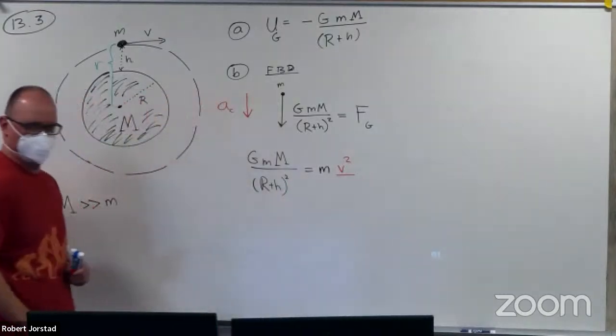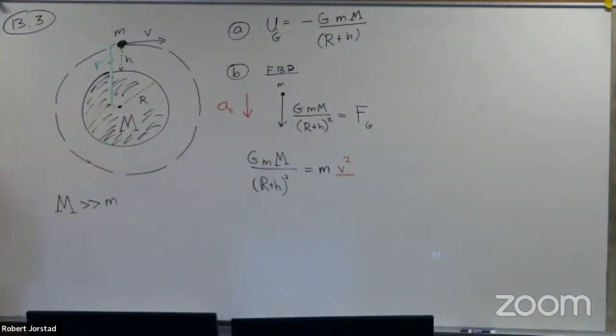What distance do I use? What's the radius of the circular motion? It's a_c is v squared over R, right? Is it capital R or little r in this picture? It's the radius of the circular motion.